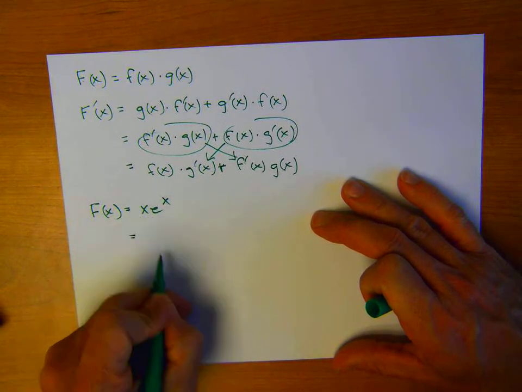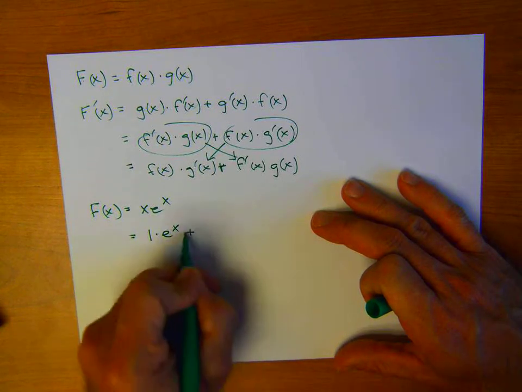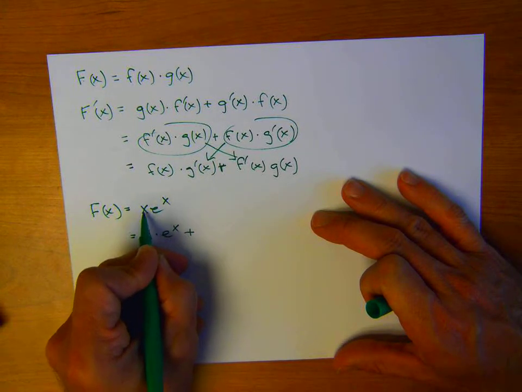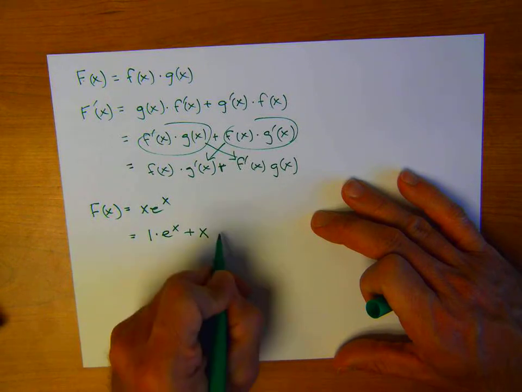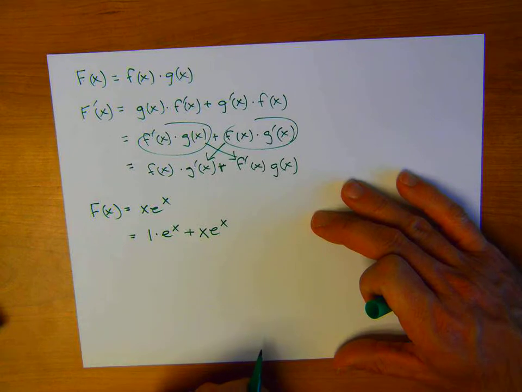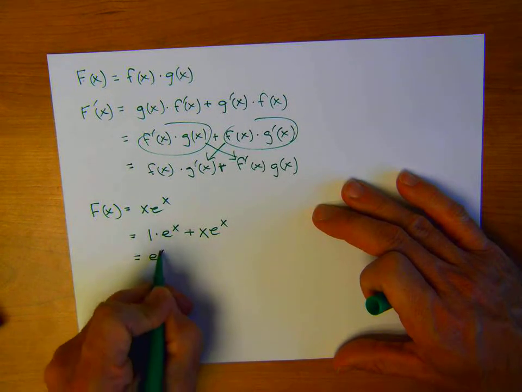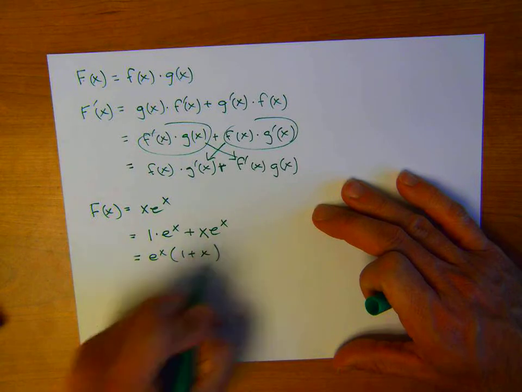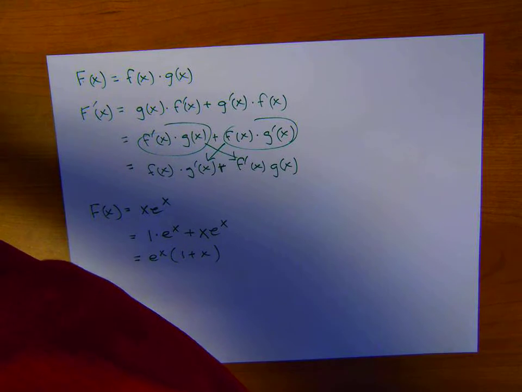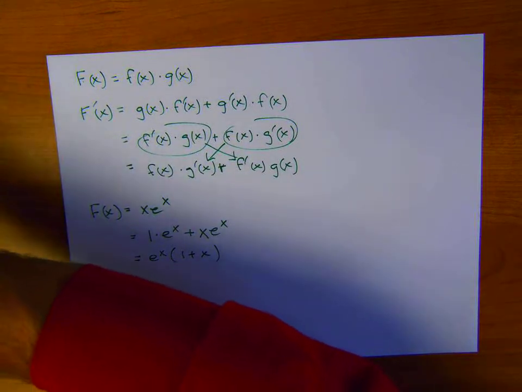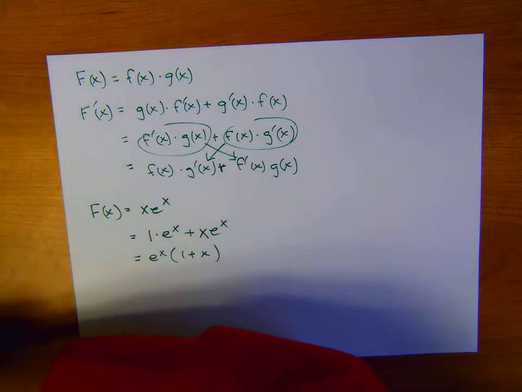Well, I could take the derivative of x, that's 1, times e to the x, plus x times the derivative of e to the x, which is e to the x. A lot of times your book will simplify by factoring out an e to the x, right? So we end up with e to the x times 1 plus x. Okay, so there is one example of how to apply the product rule.